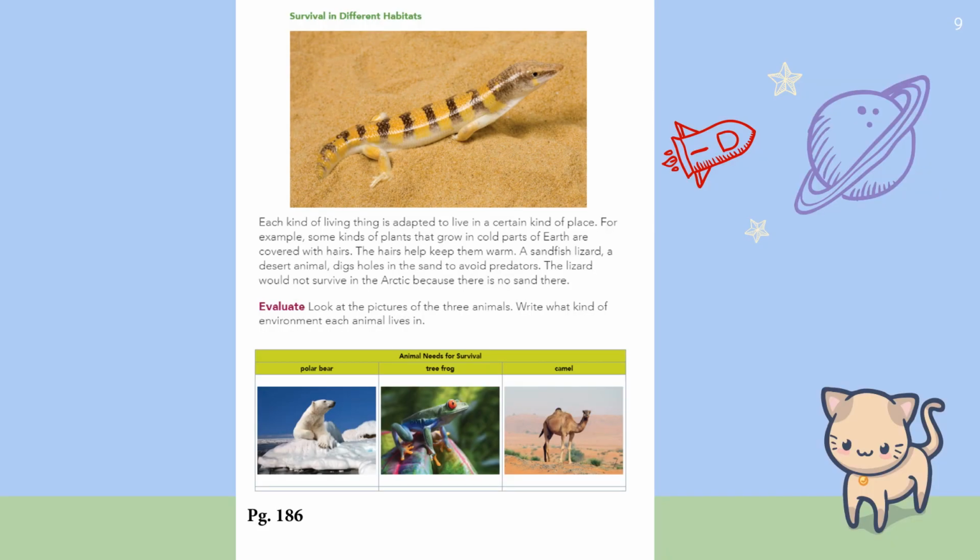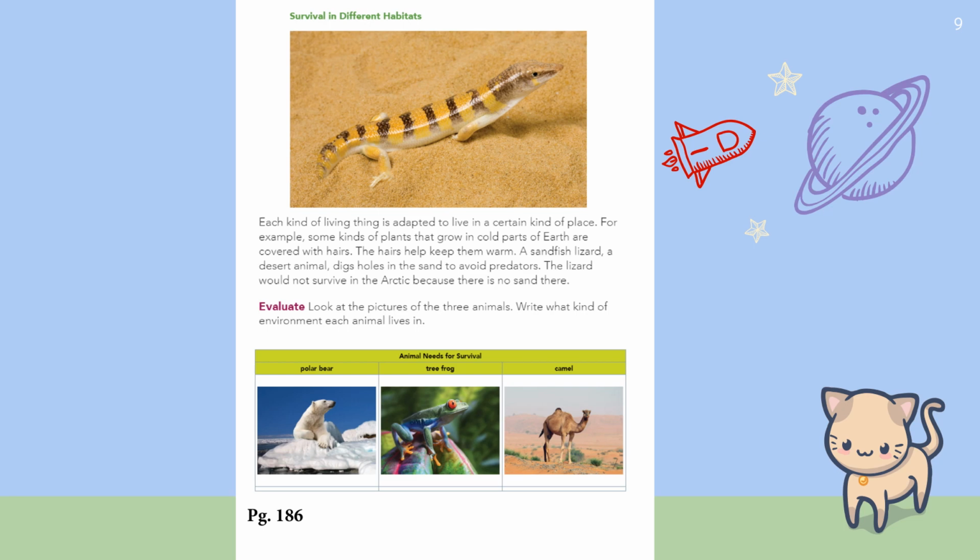Survival in different habitats. Each kind of living thing is adapted to live in a certain kind of place. For example, some kinds of plants that grow in cold parts of Earth are covered with hairs. The hairs help keep them warm. A sandfish lizard, a desert animal, digs holes in the sand to avoid predators. The lizard would not survive in the Arctic because there is no sand there. Look at the pictures of the three animals. Write what kind of environment each animal lives in.